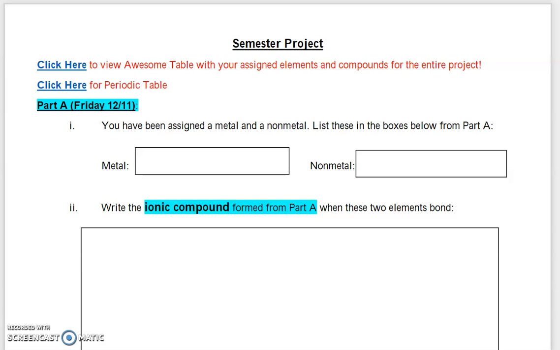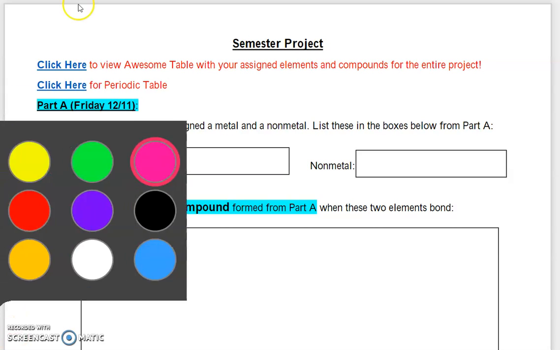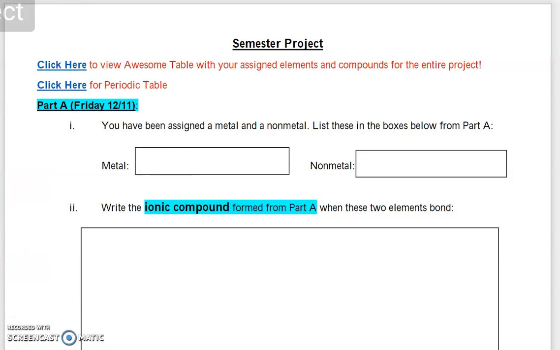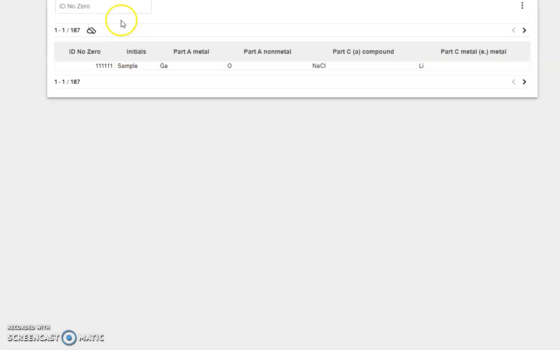Okay, for the semester project, you're going to be assigned specific elements and compounds. To know which ones you are assigned, you are going to click here. It's going to send you to an awesome table, and you are going to put in your ID number with no zeros. So my example is just going to be 1111. This is my example, so these are the ones I'm going to be using for the teacher example for you.